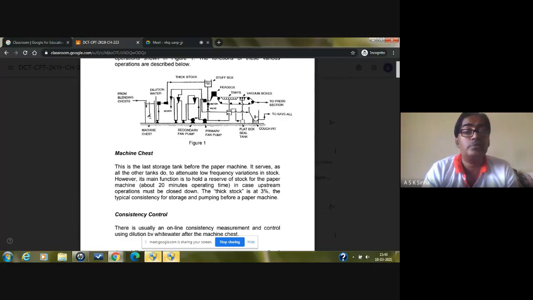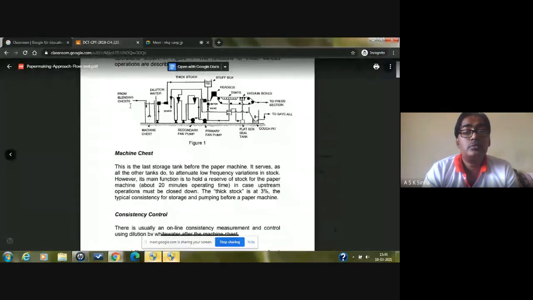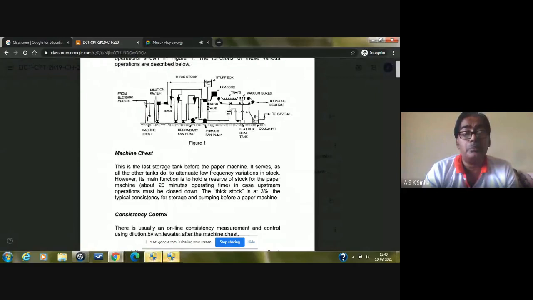From the name itself, it's clear it's blending, meaning we are mixing the different chemicals, water and the fibers here. So we are adding the dilution water again, and then we can see here we have an impeller-like structure. It's a blade basically rotating at high speed, so it will be mixing all the ingredients in proper fashion. And then with the help of the centrifugal pump, this pump will be lifting the stock here and then going here.